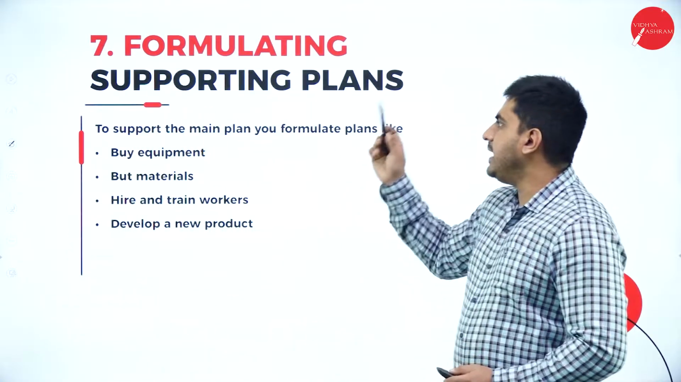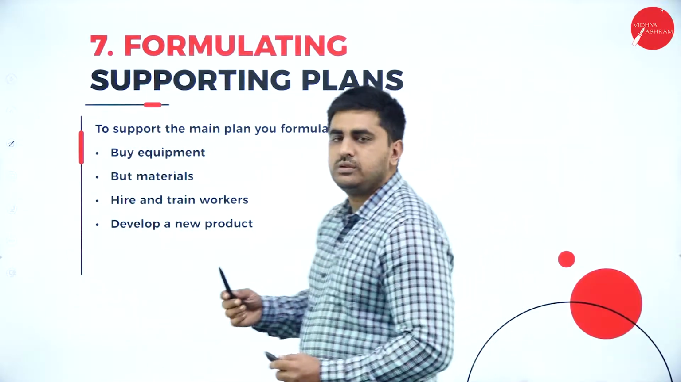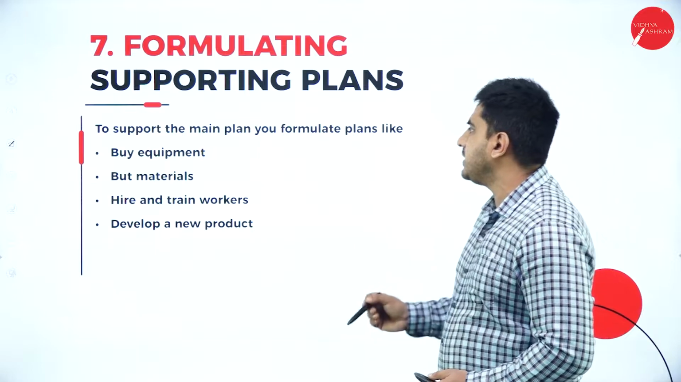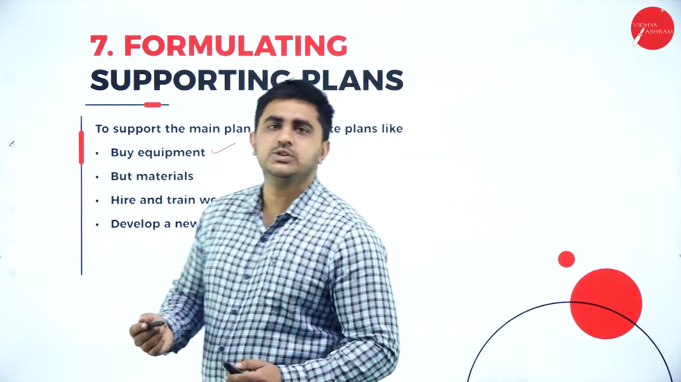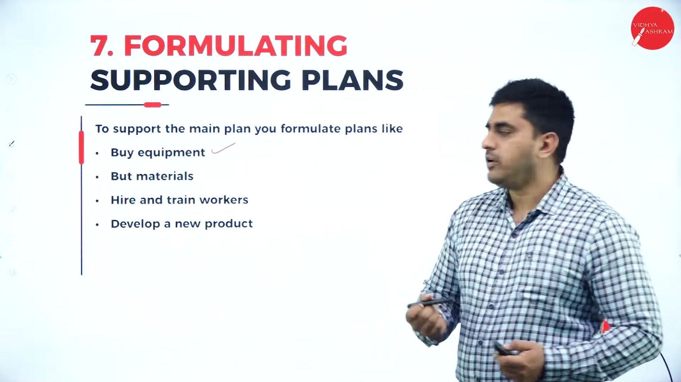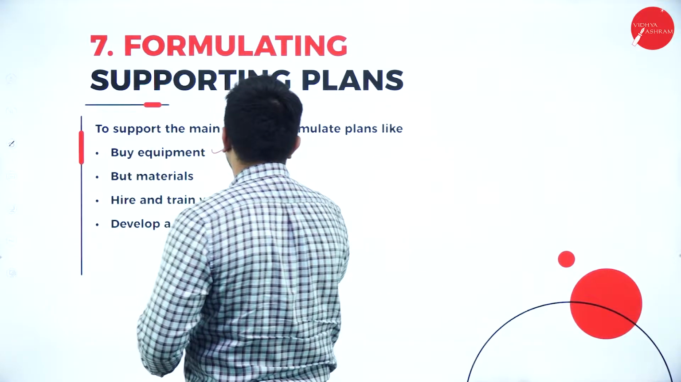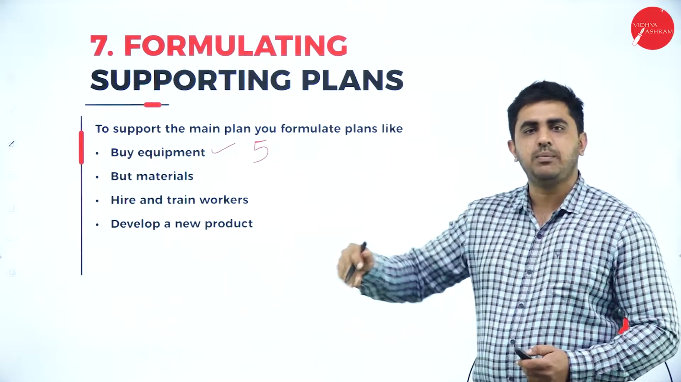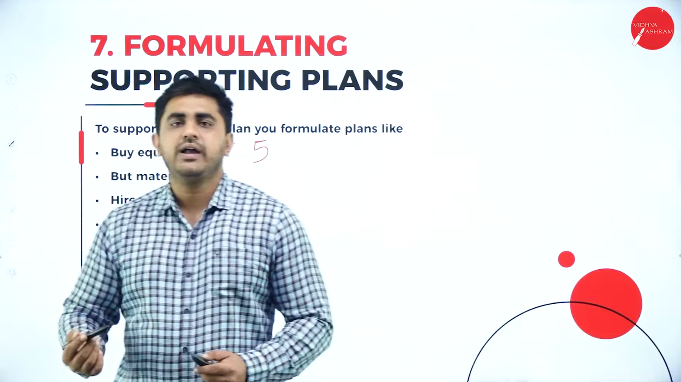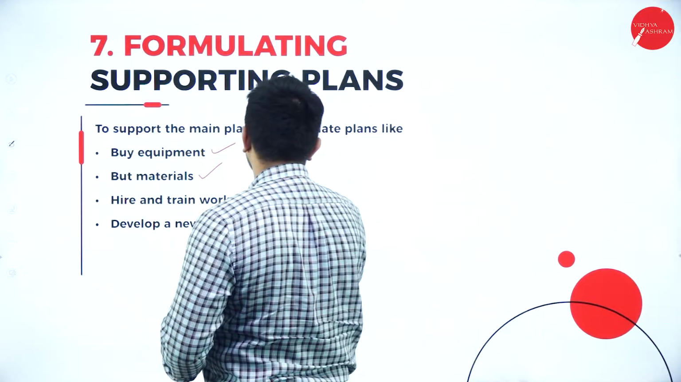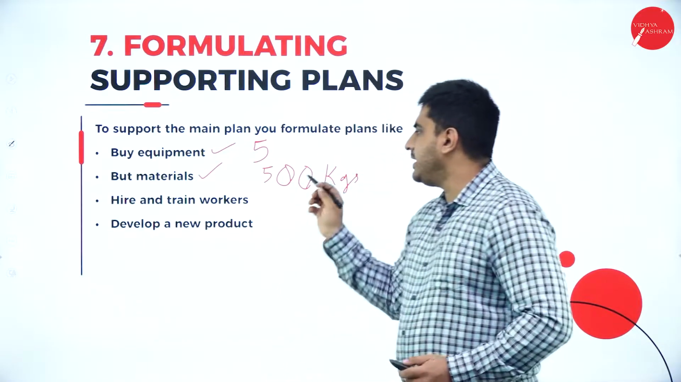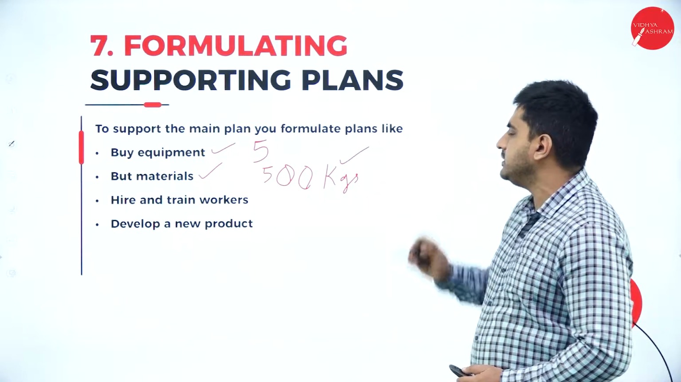Next one is formulating supporting plans. What does this mean? Now you have come out with a main plan and you want to formulate supporting plans to support the main plan. Like what? To buy equipments. You want to produce 1,000 products, so you need equipments. You will plan how many equipments you will need. For example, you might require 5 equipments, so you will plan to buy 5 equipments. This is a supporting plan. Next, you need raw materials. For example, to produce 1,000 products, you might require 500 kgs of raw materials. So you will plan to buy 500 kgs of raw materials.